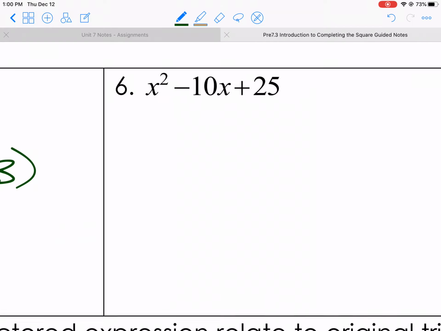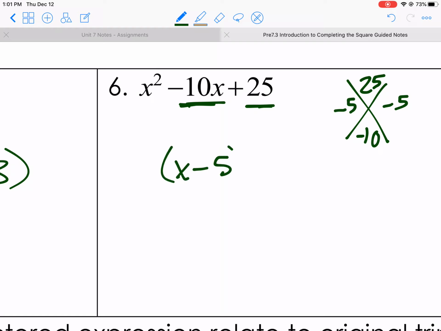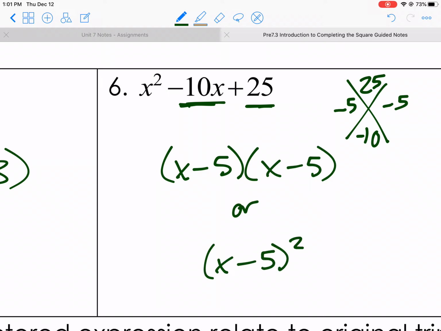Okay, so we factor this one. I'm looking for two numbers that when I multiply together give me 25, but when I add them I get negative 10. Those two numbers are negative 5 and negative 5. So when I list my factors, it looks like x minus 5 and x minus 5, or I could say x minus 5 squared.